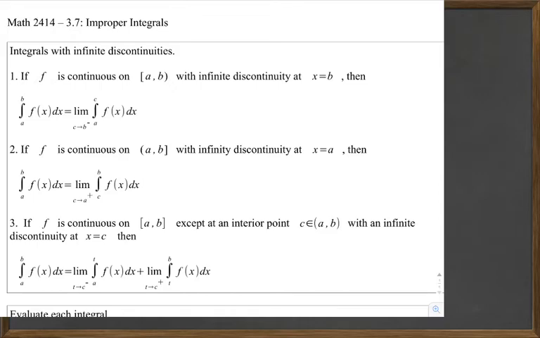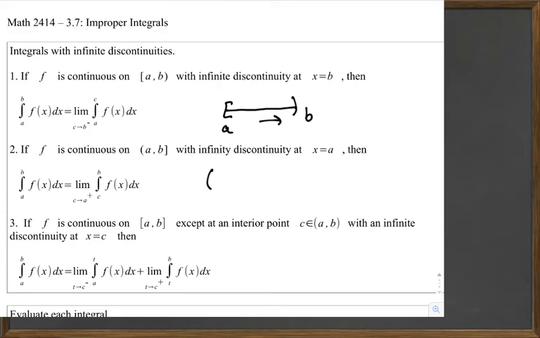If f is continuous on the half open interval, closed at a, open at b, with an infinite discontinuity at x equals b, then the integral from a to b of f of x dx is defined to be, and we're going to be approaching the infinite discontinuity b from the left side. So that is the limit as c approaches b from the left side, the negative side, of the integral from a to c of f of x dx.